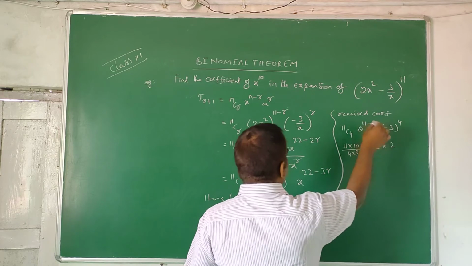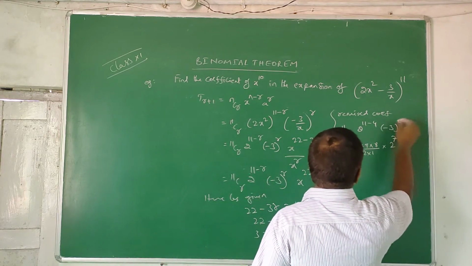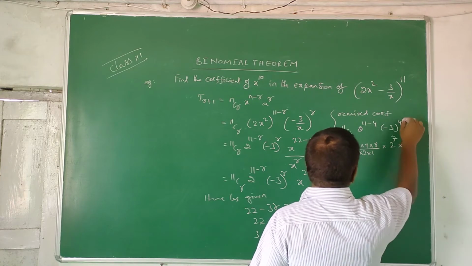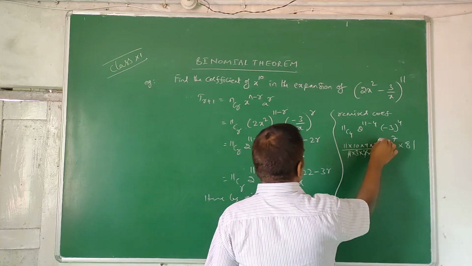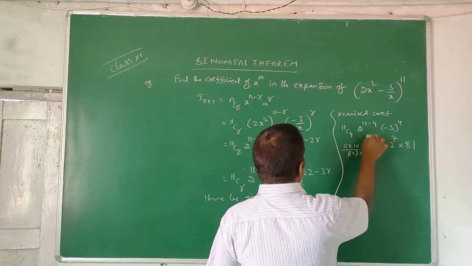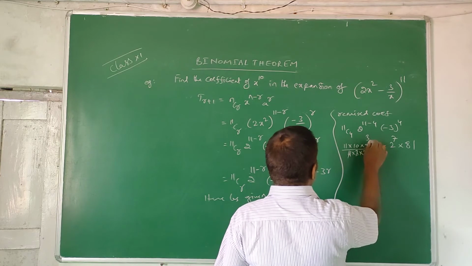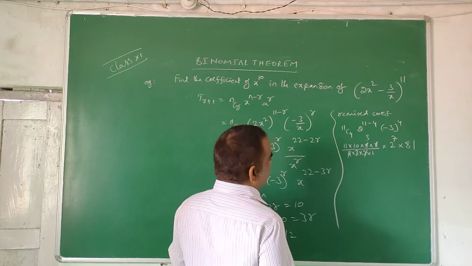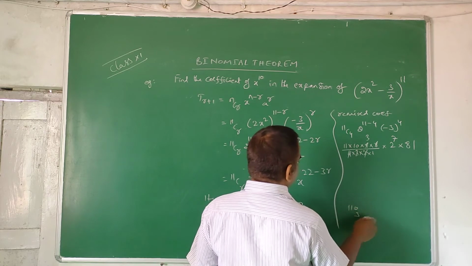2 to the power of 11 minus 4 means 7. This becomes plus, minus becomes plus. 3 power 4 is 81. So 4 2s are 8, 8 8 get cancelled. So it is a 9. So 11 10s are 110, and 110 into 3 gives you 330.